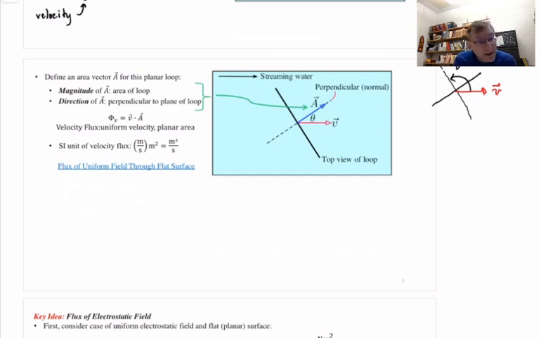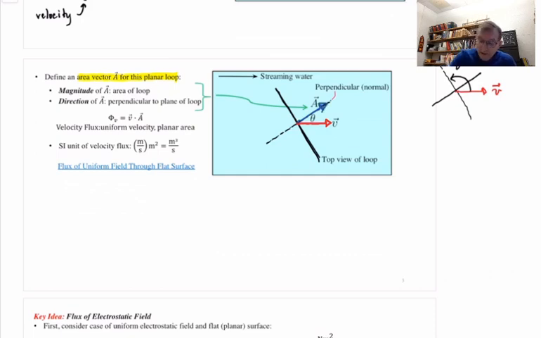the concept of area of a surface and think of it as a vector. So I'm going to define now an area vector, A arrow, for this planar loop. Here we are again looking down from above. There's the loop. There's the velocity vector drawn at the center of the loop. There's that normal, the dashed line, that perpendicular. And now I've added what we're going to call an area vector, A arrow.